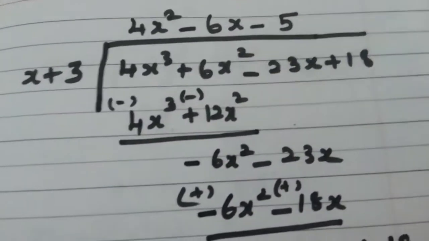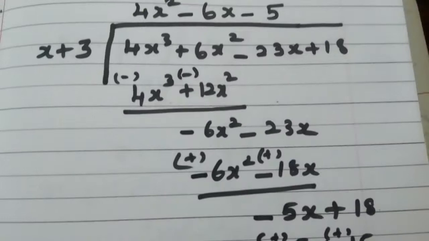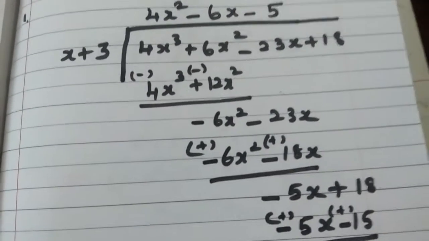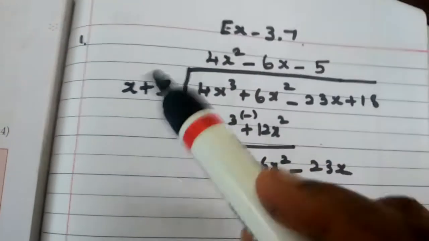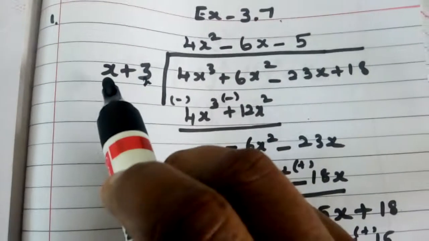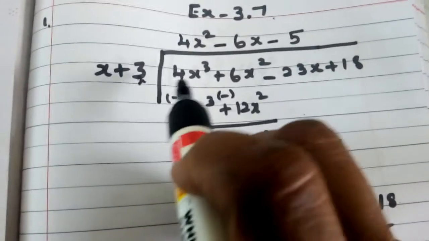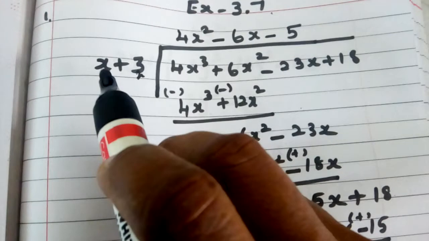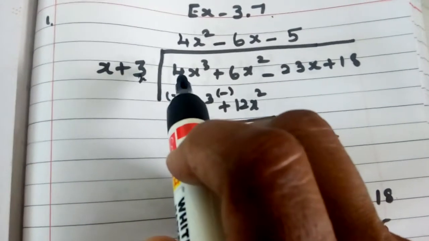So this is the given polynomial, which we can write this way. The dividing part is x plus 3. So how are we going to do this? You have to see only the first term. Listen carefully. The first term is 4x cubed. So you should decide what should be multiplied with this to get this number.